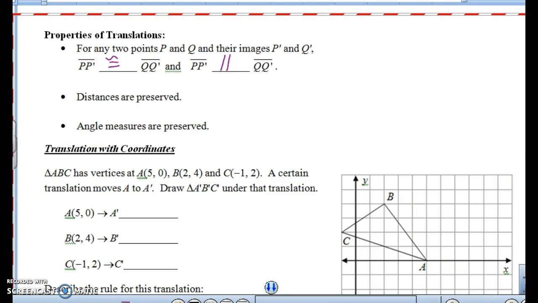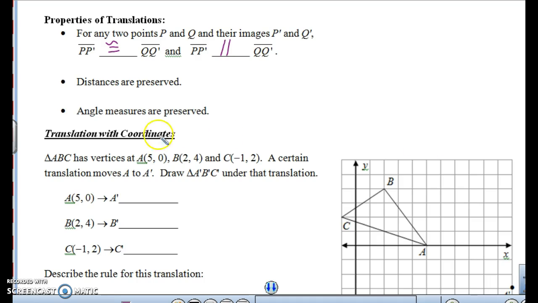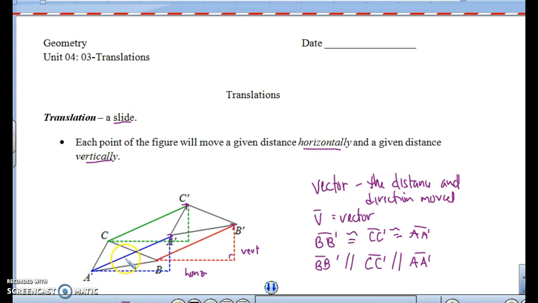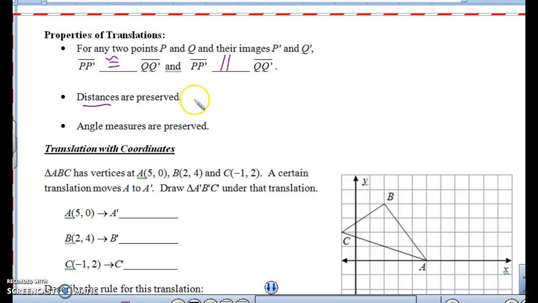Now, also with translations, as with line reflections and rotations, what you start with is what you end with. Distances are preserved. If we look at the triangle we started with, ABC, A prime, B prime, C prime is exactly the same triangle. So AB, the length of the segment, will equal A prime B prime. BC will be congruent to B prime C prime, and CA will be congruent to C prime A prime. All the lengths of the segments stay the same.